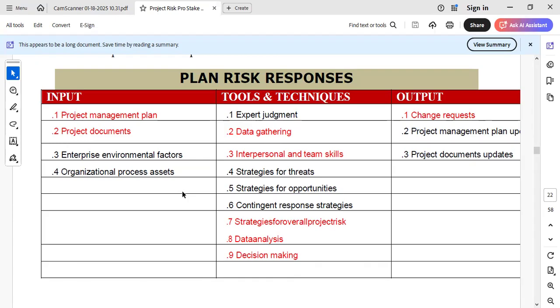We'll also come up with strategies for the overall project risk. Then we analyze the data and we make decisions. This is what we're going to do. We have to do it now or not now. This is how we're going to get it done. This is who, and this is what who should do at this time.